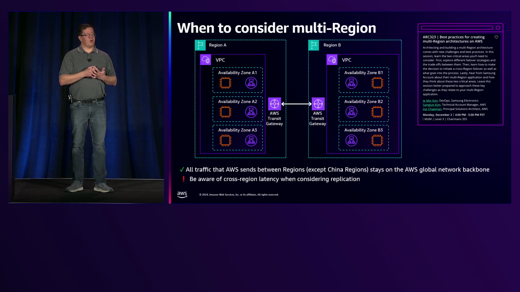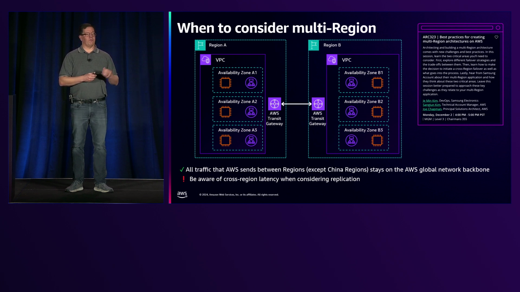And the main point to keep in mind here, and the number one question I get asked is, does this traffic leave the AWS backbone? It does not. We do not route that traffic over the internet or anything like that. So if you're doing TGW peering or Cloud WAN, whatever you want to do between regions, that traffic stays on the AWS backbone. However, be aware of latency.